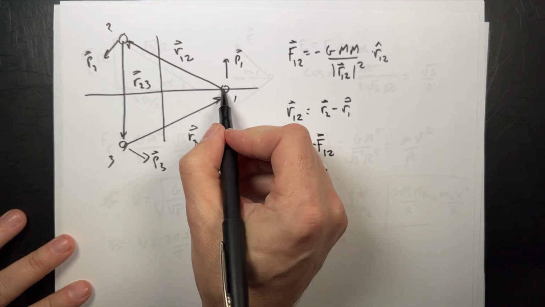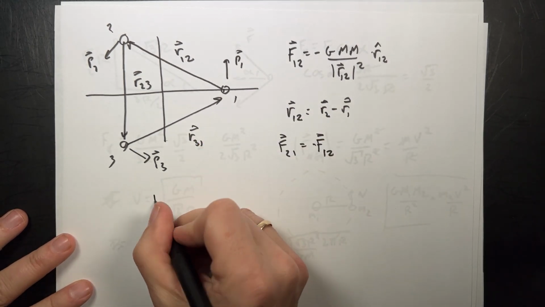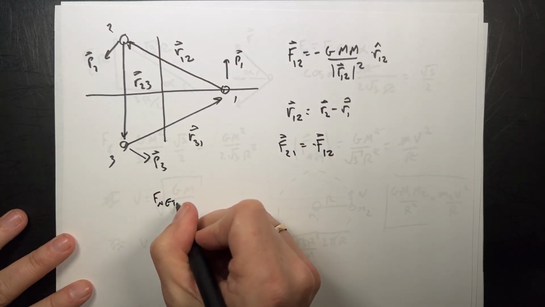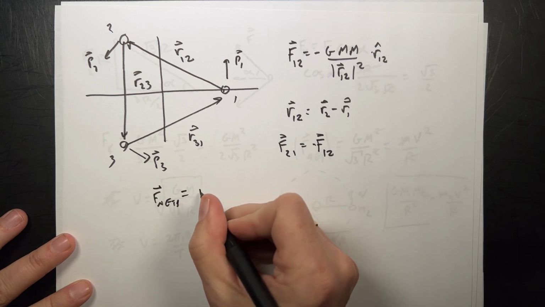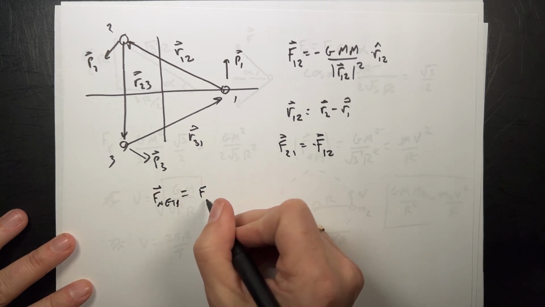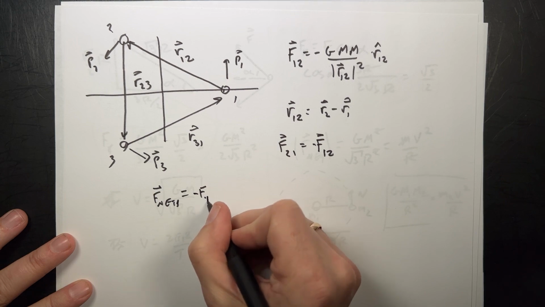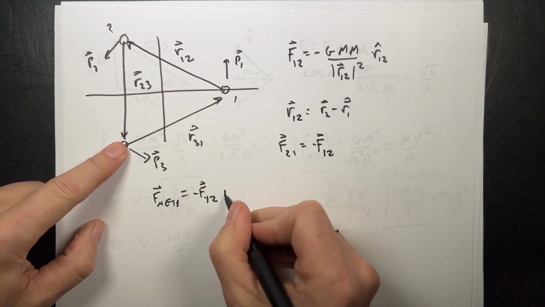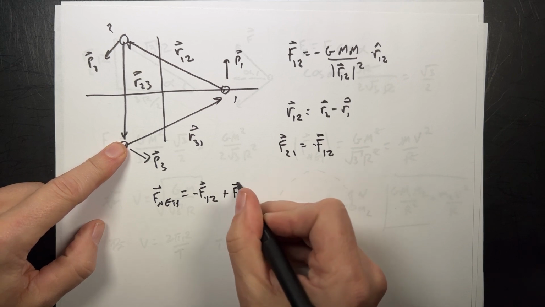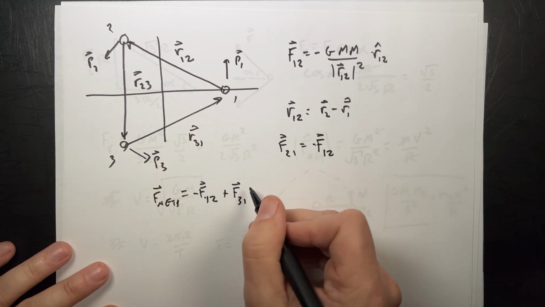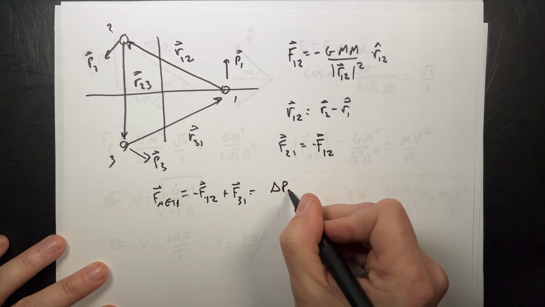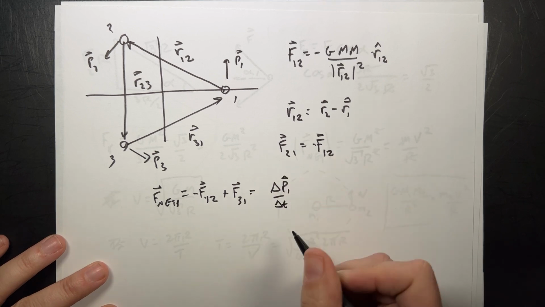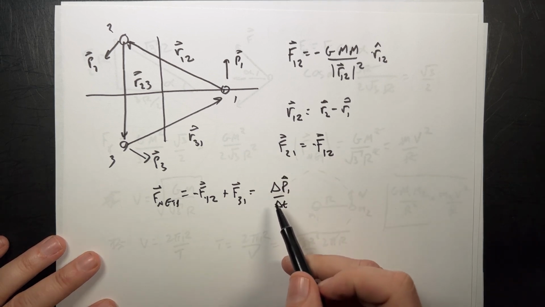So if I go back over here, I'm going to say F net 1 is equal to negative F12, because I'm going to calculate that vector. And this is going to give me plus F31. I'll do the same thing for R31. And then that's going to be equal to delta P1 over delta T. That's the change in momentum with respect to time.